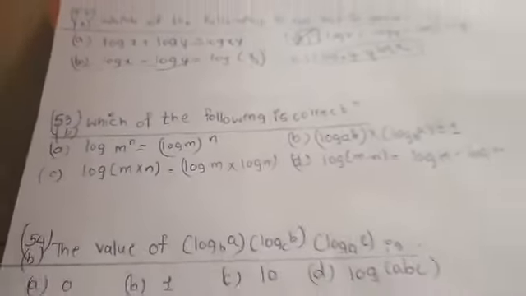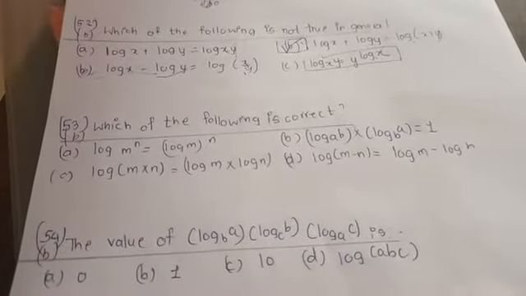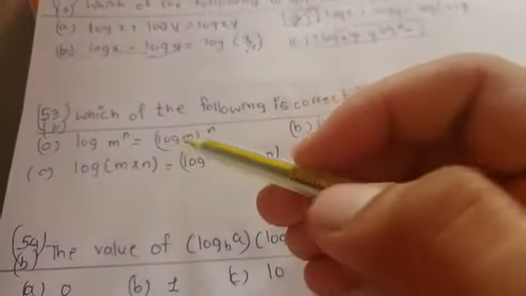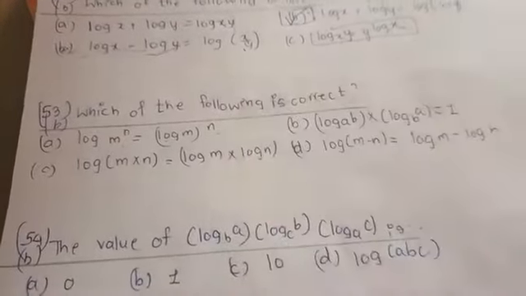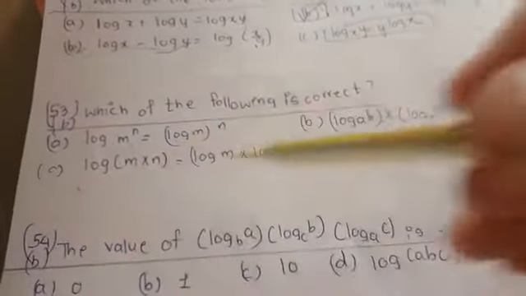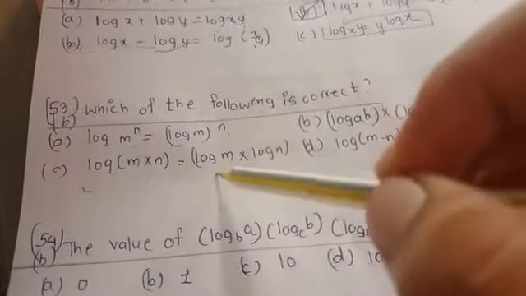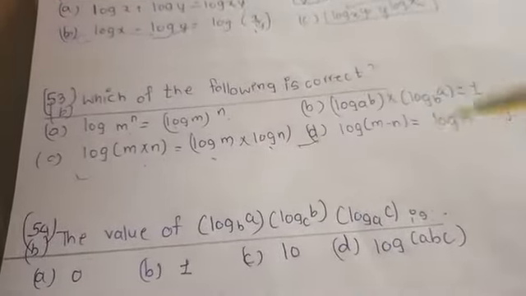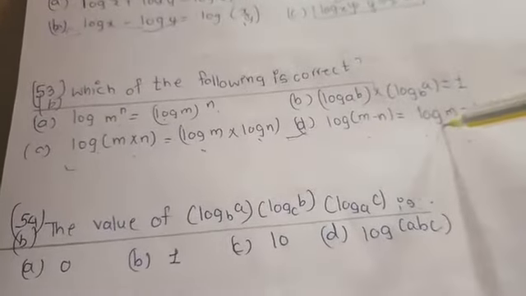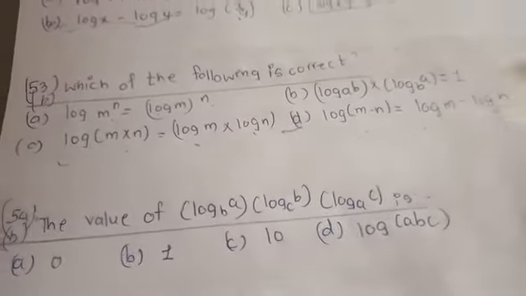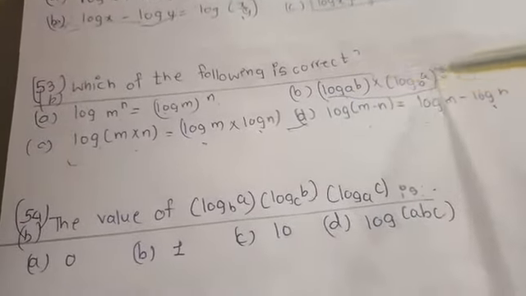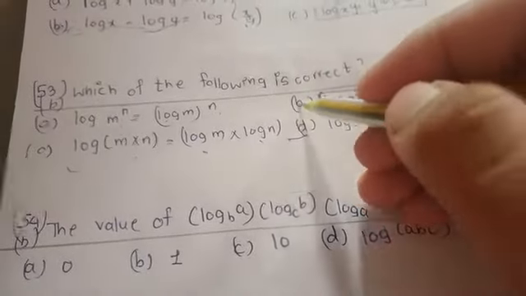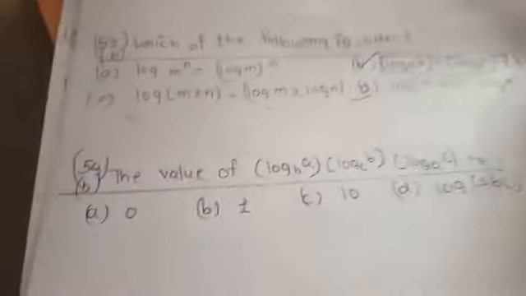Now 53rd question. Which of the following is correct? First, log m raised to n is equal to whole log m raised to n. The option A is not correct. Second, log of m into n is equal to log m into log n. Option C is not correct. Fourth option, log of m minus n is equal to log m minus log n. This is not also correct. But using change of base property in option second, we find that the answer of the expression is 1. So the answer of the 53rd question is option B, 1.